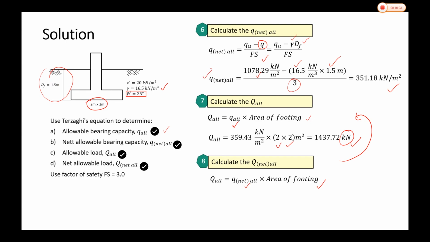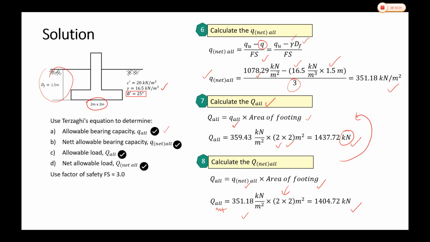All right, okay, so we already have the value 351.18 kilonewton per meter square. So we just multiply by the area of footing, which is 2 times 2, right? And you will have the value of Q allowable net is 1404.72 kilonewton.